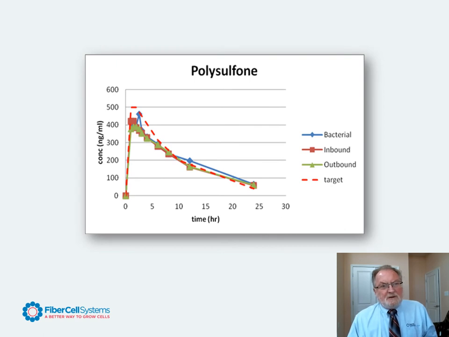A hollow fiber cartridge contains a large amount of surface area. Our C2011 cartridge, which is the standard cartridge that we work with, has 4,000 square centimeters of surface area and a volume of just 20 mils. So we have very rapid exchange of drugs and nutrients across the fiber. This diagram just shows the rapid equilibration of drug within the extracapillary space of our C2011 cartridge.